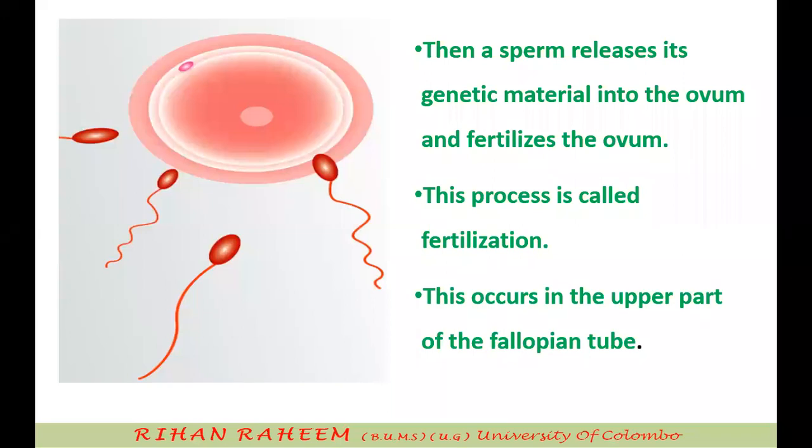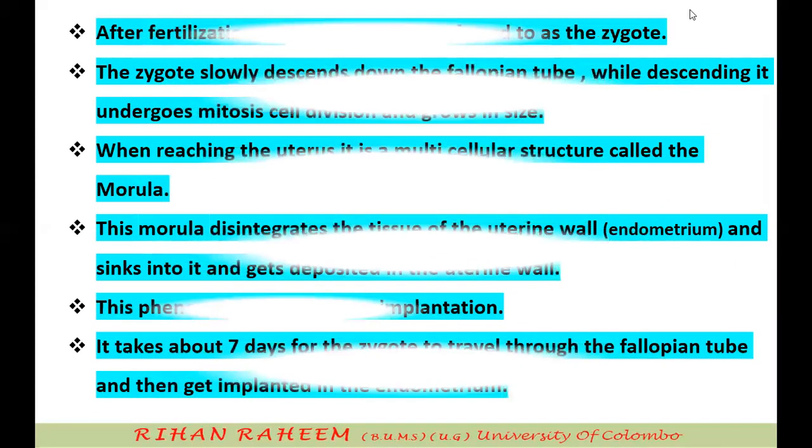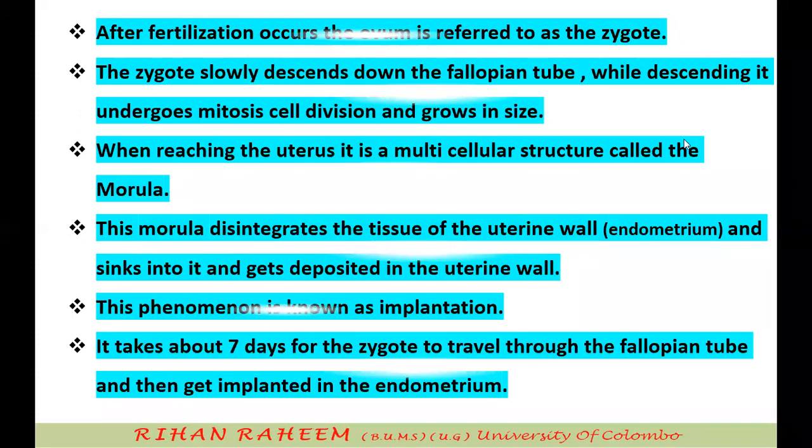Okay, this occurs in the upper part of the fallopian tube. You know, fertilization, the best place for it to happen is the upper part of the fallopian tube. So quickly we'll read this and I will explain. After fertilization occurs, the ovum is referred to as the zygote, because before fertilization, one part is the ovum, the other part is the sperm. But after fertilization, both have joined to form the first cell. The first cell is known as the zygote.